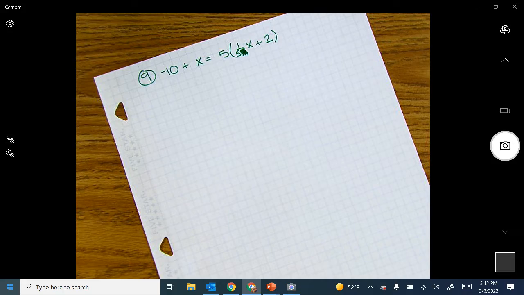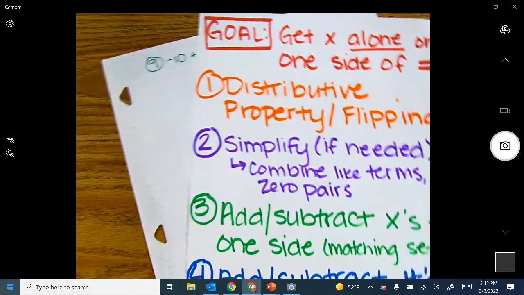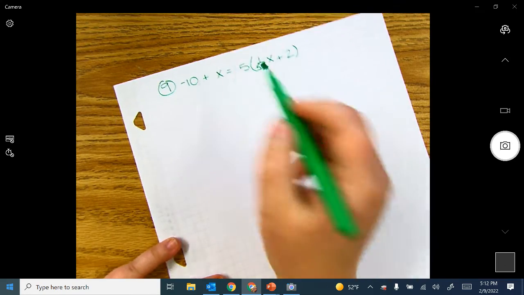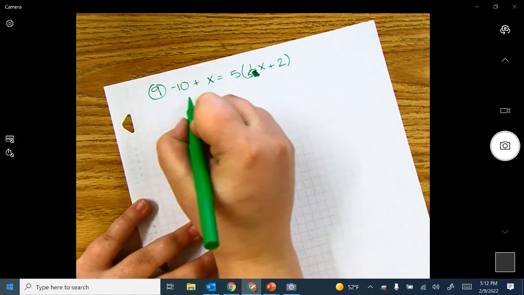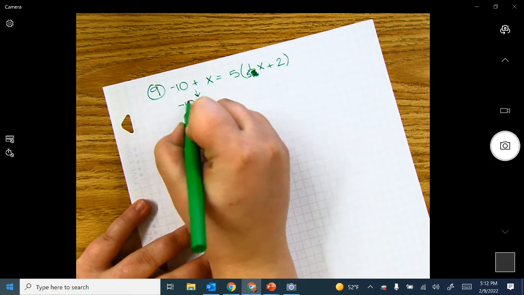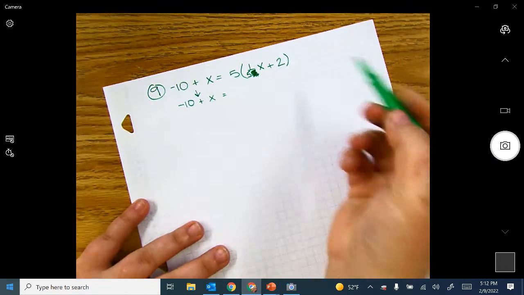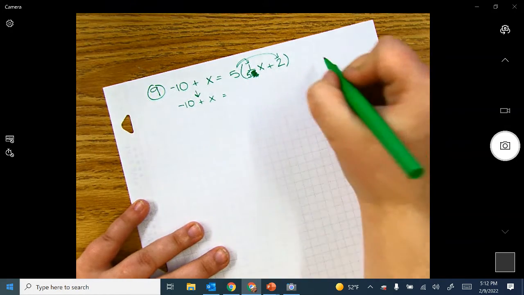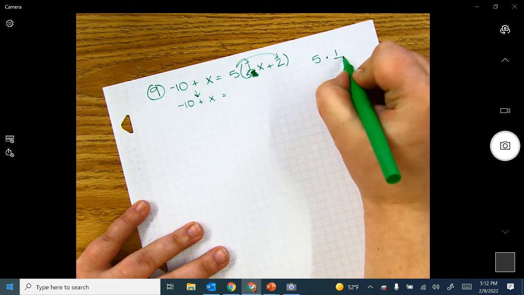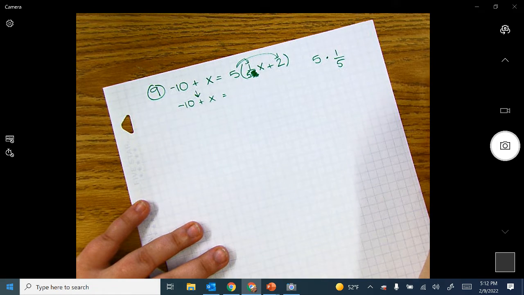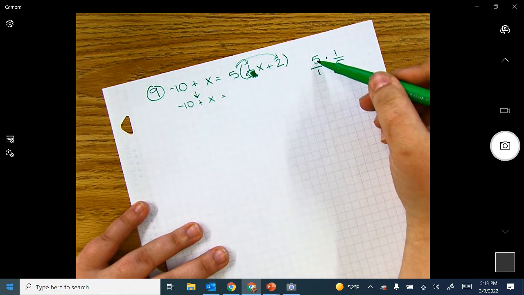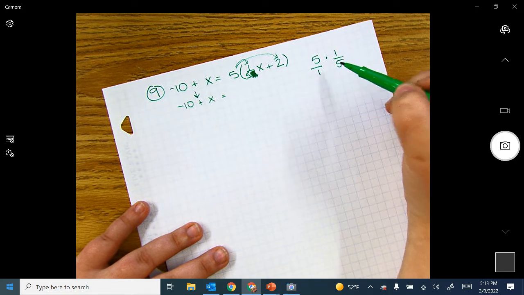Okay, so first step, distributive property or flipping. So here I have some distributive over here on the right, which means I'm going to keep the left the same for this first step. So I'm just going to bring down negative 10 plus x. Over here, I have some distributing to do. So I have 5 times 1/5. Now to multiply fractions, I need this one to be a fraction too. But since it's a whole number, I'm just going to put it over 1. So I have 5 over 1 and 1/5.